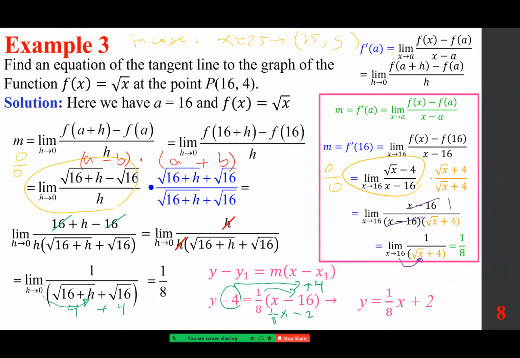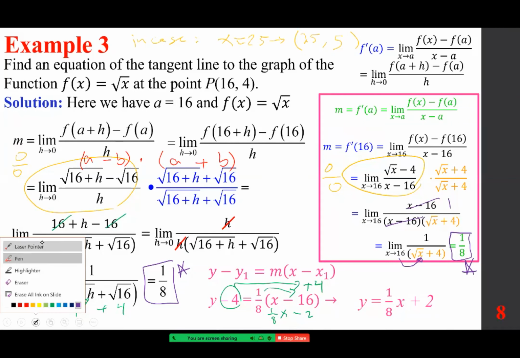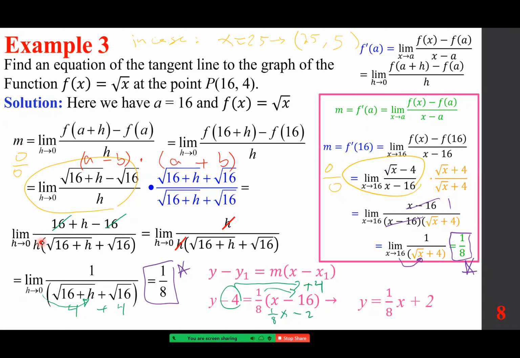And that's the same slope that we found in the first place. Meaning you're just practicing with a different method.